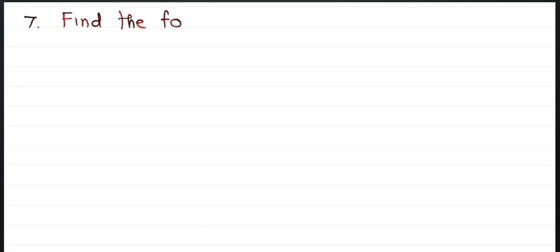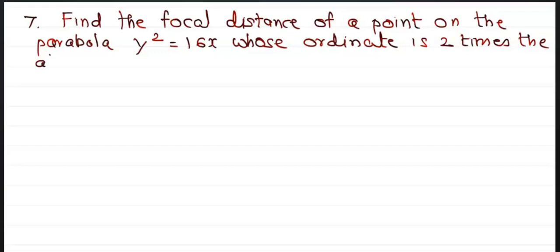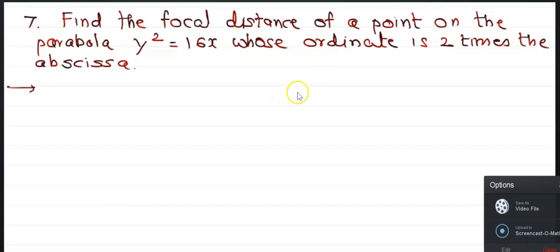Find the focal distance of a point on the parabola y square is equal to 16x whose ordinate is 2 times the abscissa. Now the ordinate means y coordinate, abscissa means x coordinate, that is y is equal to 2x, and we want to find out the focal distance of the point whose ordinate is twice the abscissa. Now we'll substitute here.